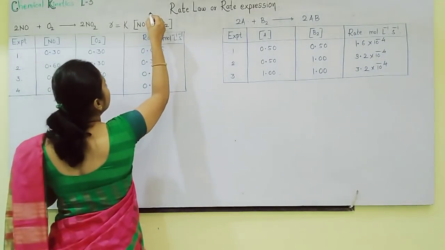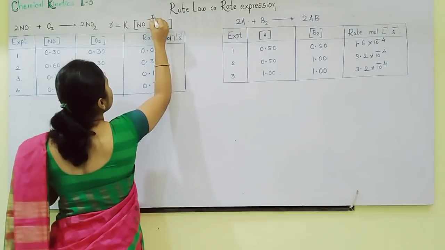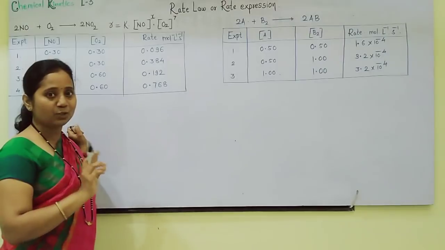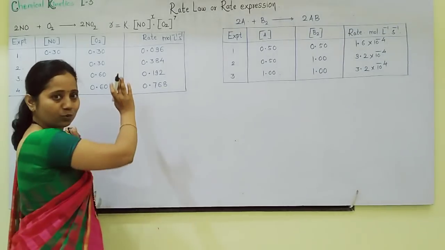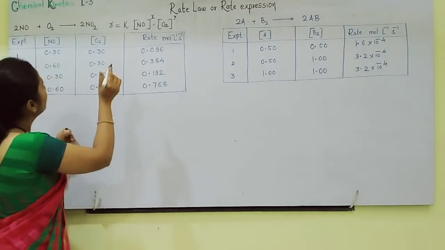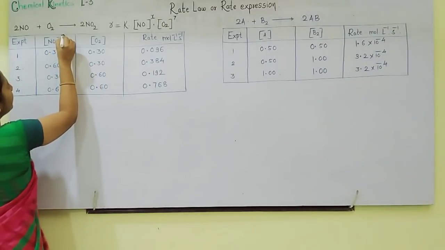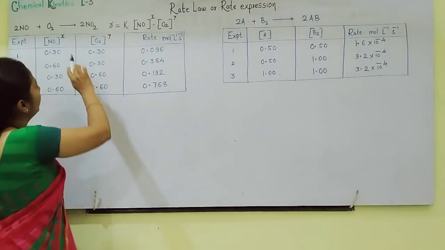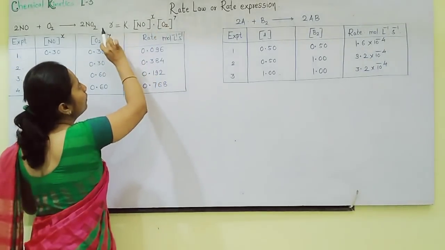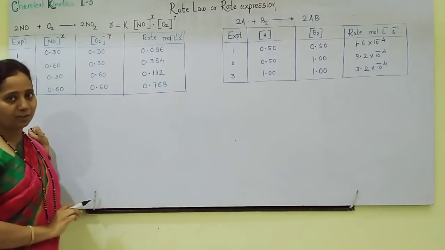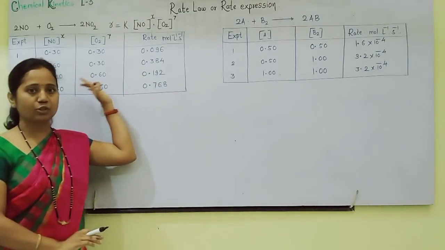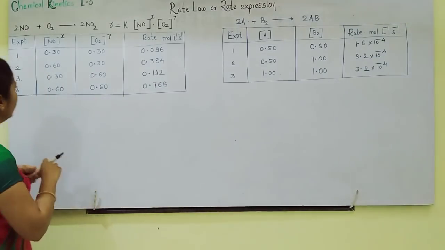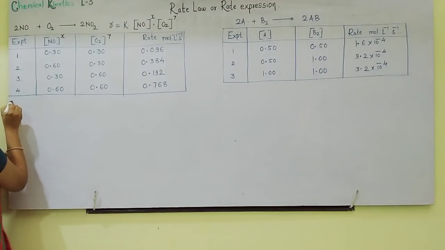So let us consider NO raised to X and O2 raised to Y. Now these X and Y values we have to find out, looking towards the data given. So for NO the power is X, for O2 it is Y, which we want to find out. If we get the values of X and Y, we can write rate according to rate law. Okay, this information is given to you. Looking towards it, you have to write down the rate law. Now let us move on, students.